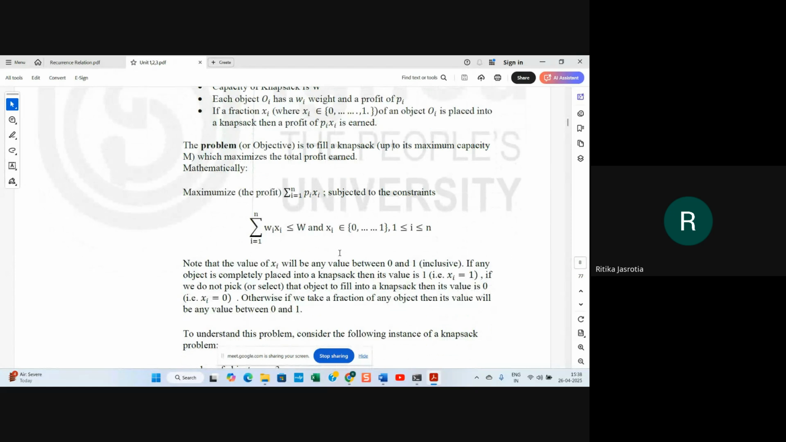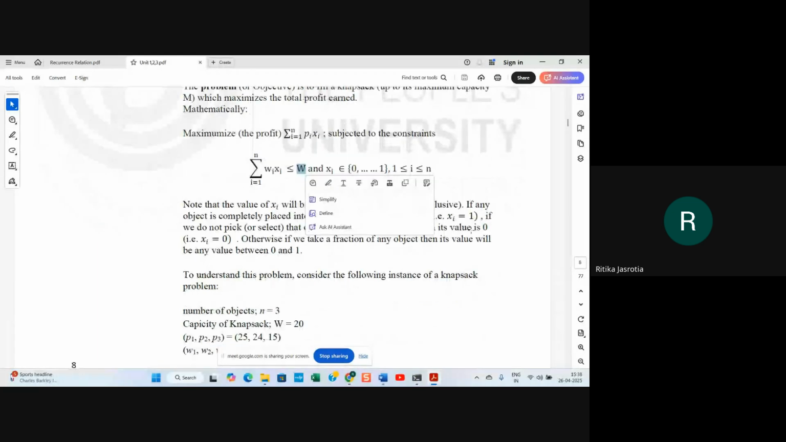So the objective of this problem is to fill a knapsack up to its maximum capacity, which maximizes the total profit earned. So we have to maximize the profit. Here they are saying maximize the profit, sigma i equals 1 to n, Pi into xi, subject to the constraint on the weight. The constraint is sigma Wi into xi, which should be less than or equal to the capacity. So here they are taking an example.